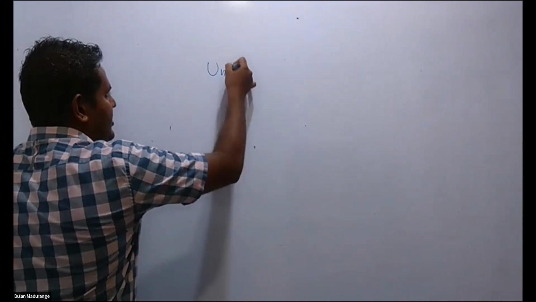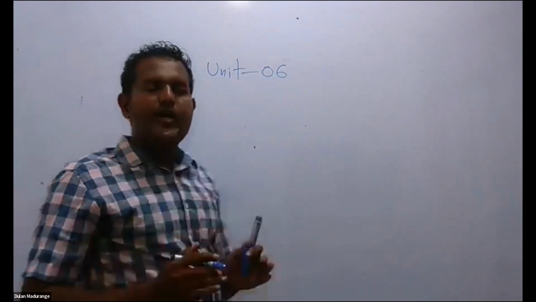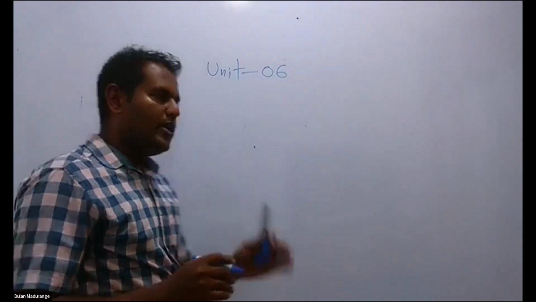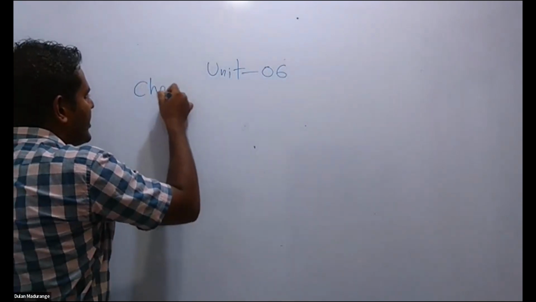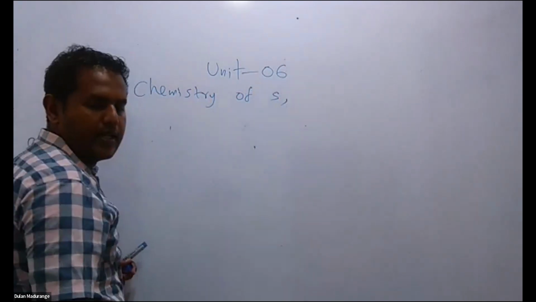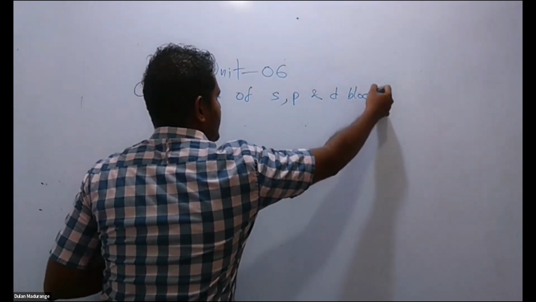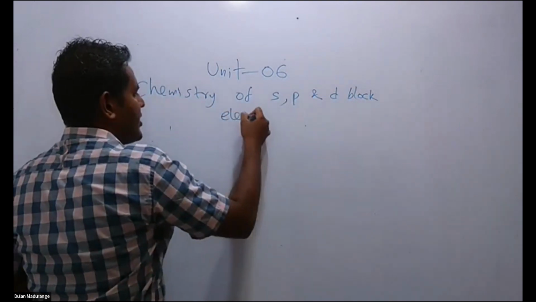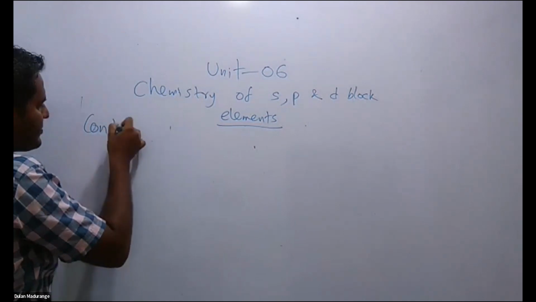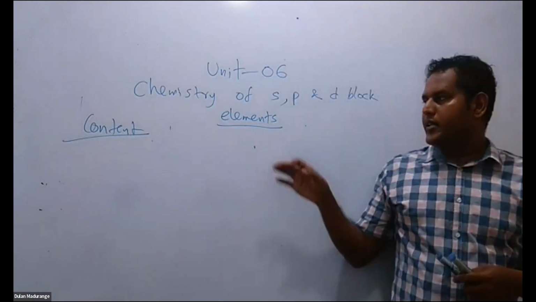Open Unit 6 in your notebook. This section is inorganic chemistry. We have finished the physical part and we have moved to inorganic chemistry. This is Unit 6, chemistry of SPD block elements: chemistry of S, P, and D block elements. Write the title and then write the content.